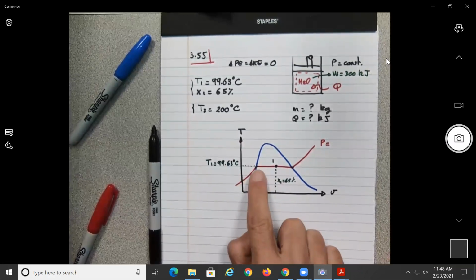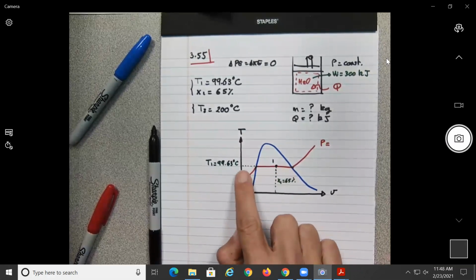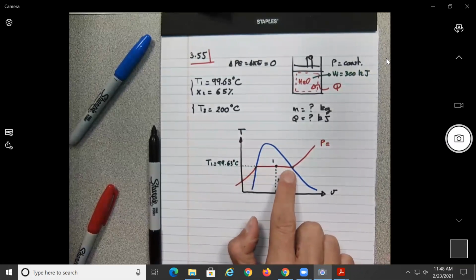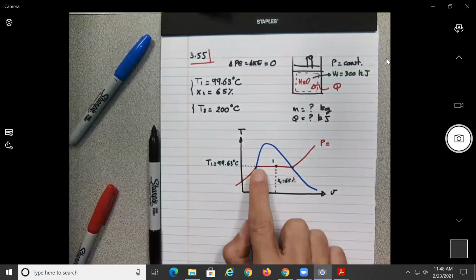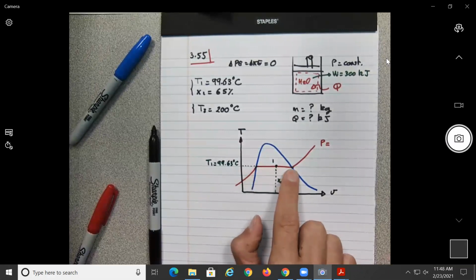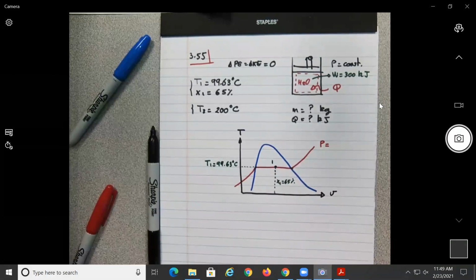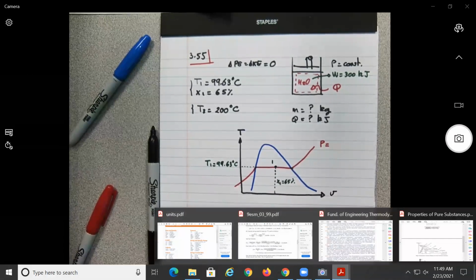Because we know that the temperature all along this line here is the same, no? When you boil water, as long as the water is boiling, it remains at the same temperature. The boiling temperature of water is 100 degrees Celsius, no? Yeah, okay. So hopefully now we can go to the tables.